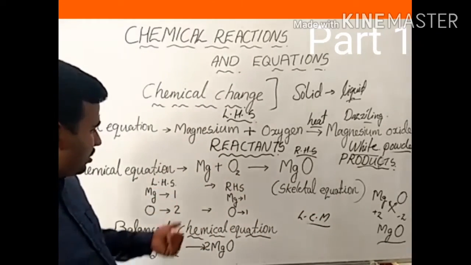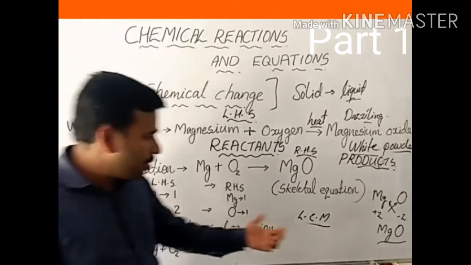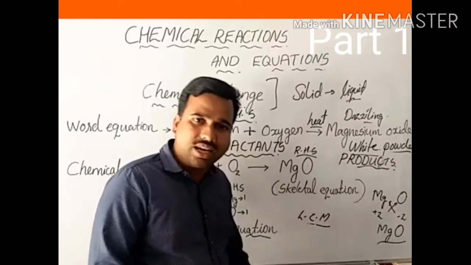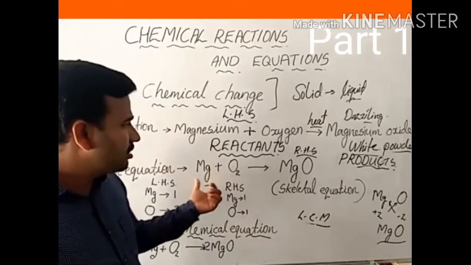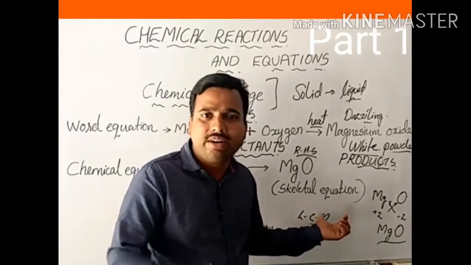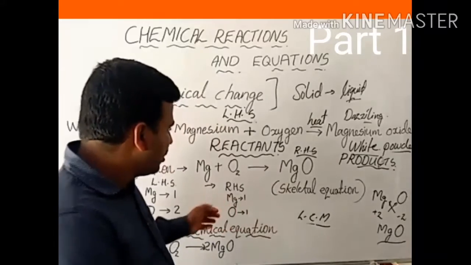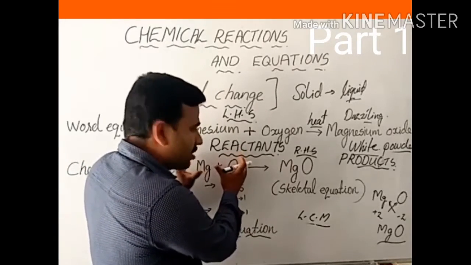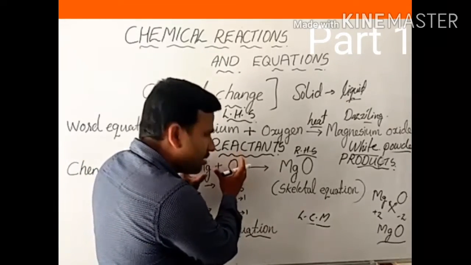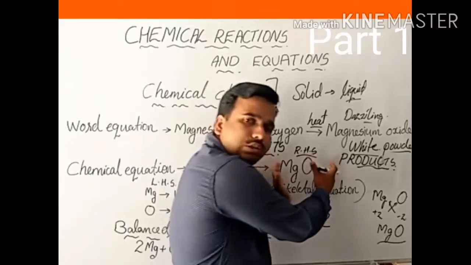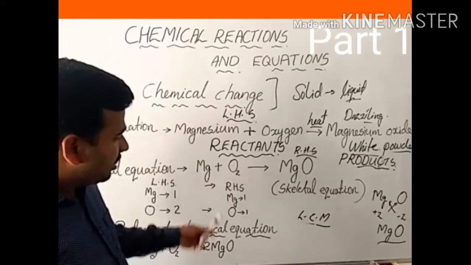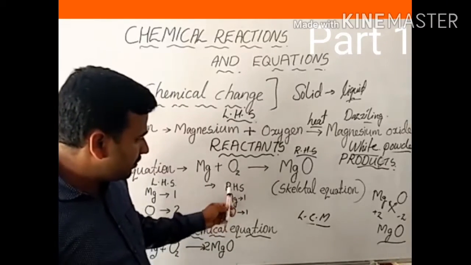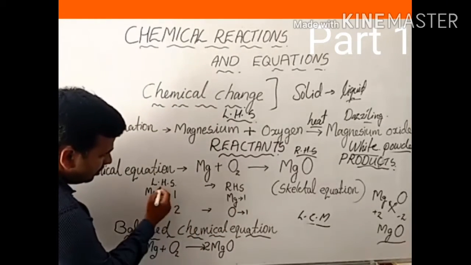And similarly, what can we do in order to obey the law of conservation of mass? Mass can neither be created nor be destroyed during a chemical reaction. That means the total mass of the reactants must be equal to the total mass of the products. So here you can see magnesium. We can write it on the left hand side.